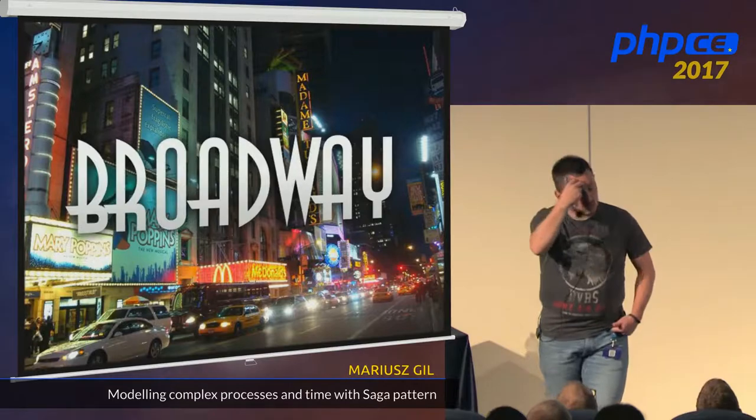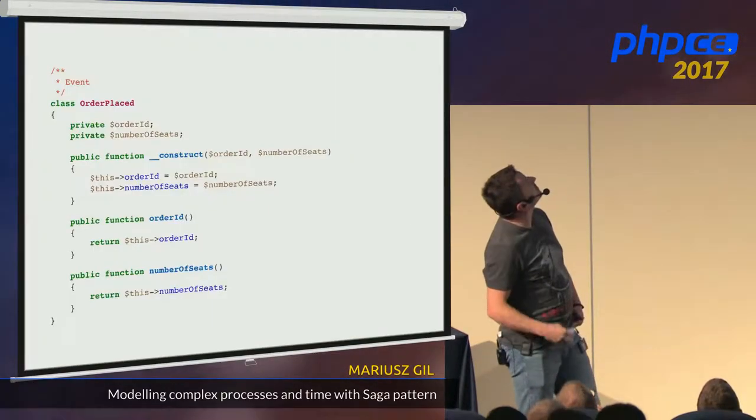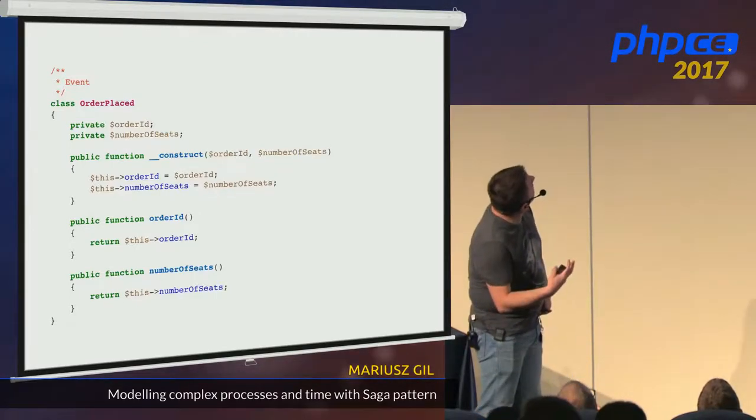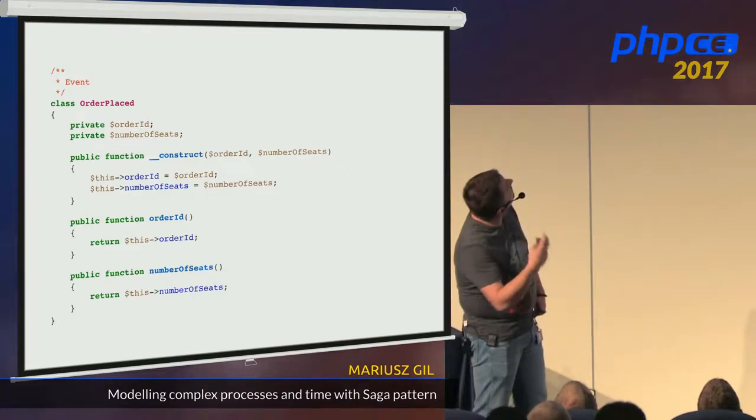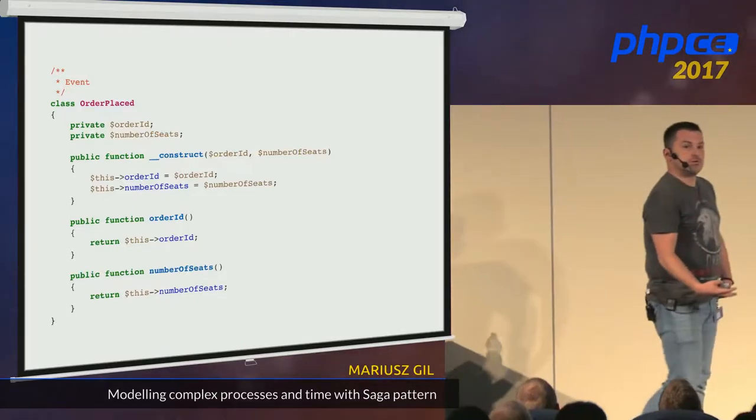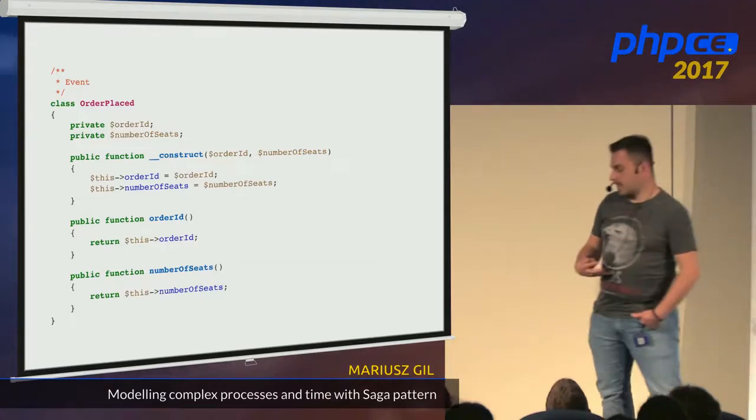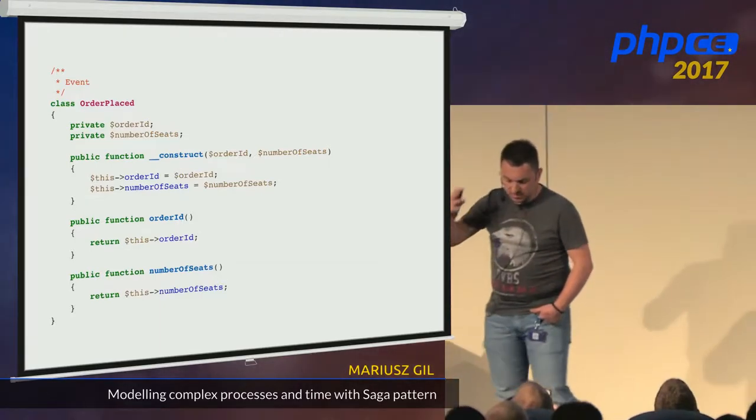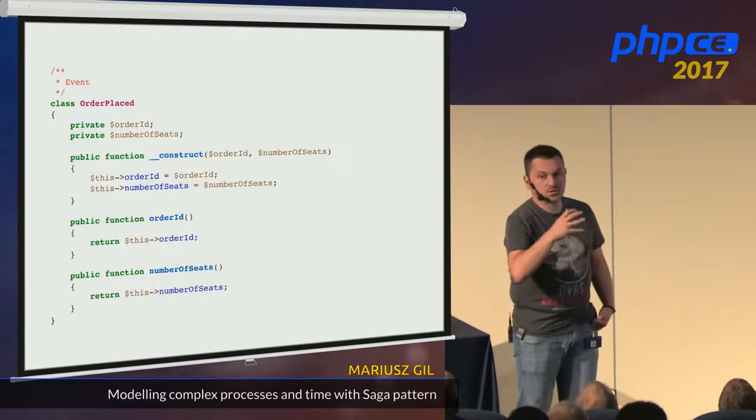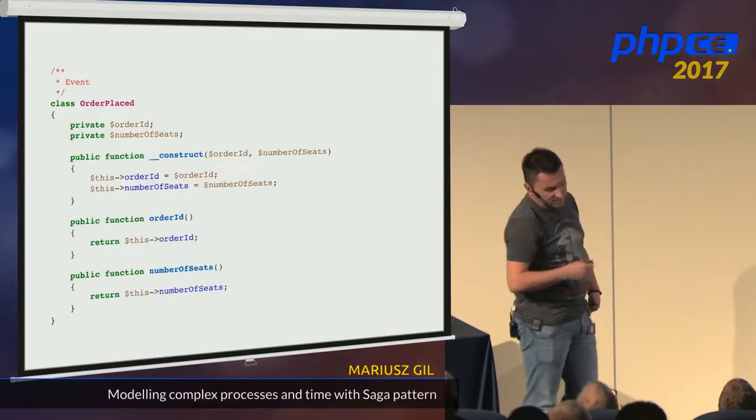Okay, so this is an event which represents that our order was placed. We've got a whole class, just number of seats and order ID, nothing more. This is an example of an event. A fact from the past, very, very important. Order was placed. Of course, this is not a production example because we don't know who was responsible for this order and so on. But we've got the order ID, so maybe. But we don't know anything about the date.